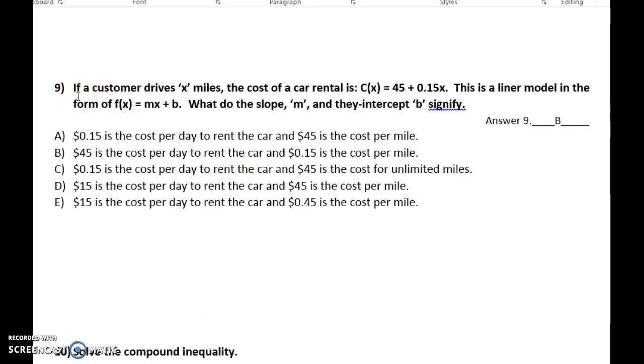Number 9, we have a car rental situation, trying to find what the slope and the y-intercept signify. The y-intercept is 45, and that's the value when x is equal to 0. So when you haven't even driven any miles at all, x is 0, you're still paying $45. So $45 is the cost per day to rent the car, and then the slope is the number multiplied by x. So it's the cost per mile. For every additional mile you drive, you're going to pay an extra 15 cents.